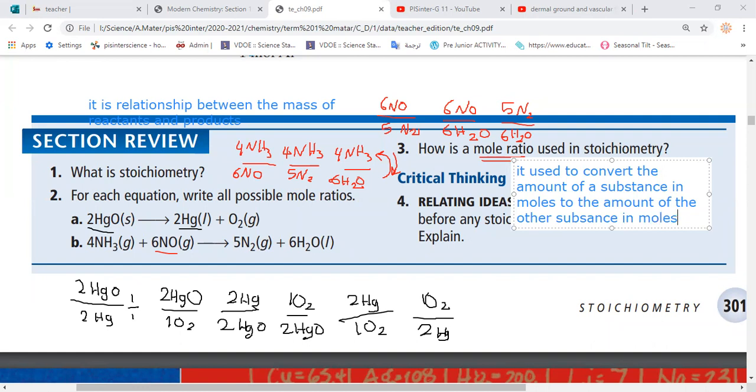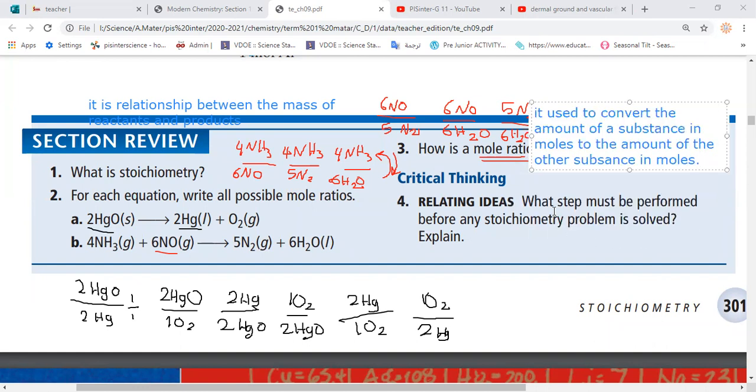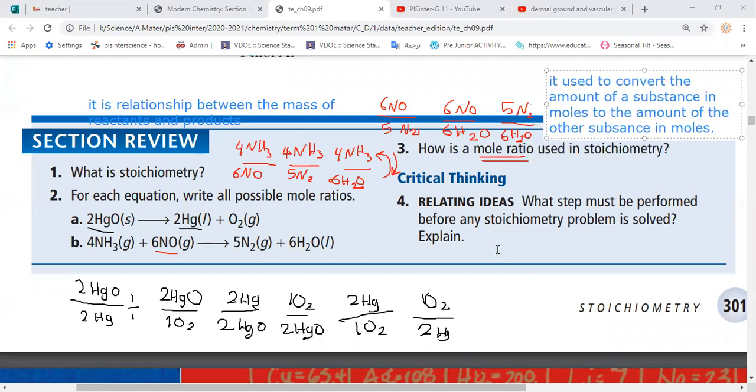Okay, thanks. Then let's pass to the last question. What step must be performed before any stoichiometry problem is solved? What is the first step? What does that mean, any stoichiometry problem must start by, and why? So, Lian? Yahya?